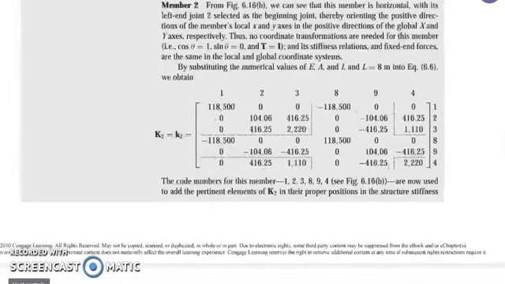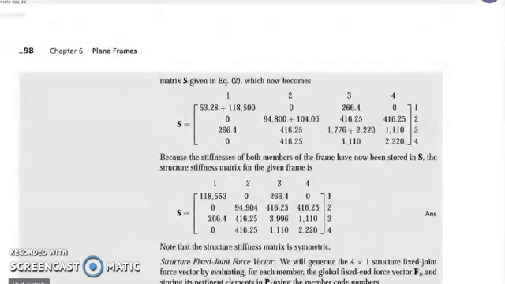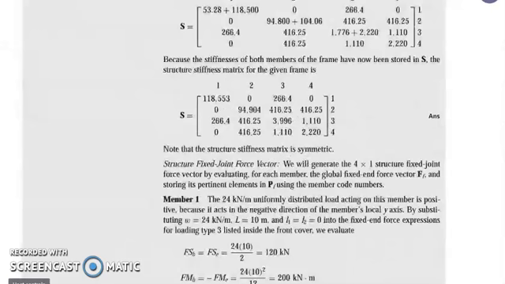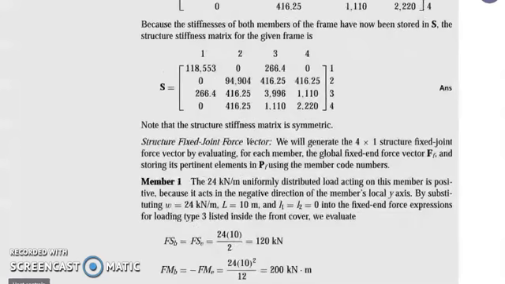Then we can now assemble our S, the structure stiffness coefficients for the whole structure, because we are talking about the structure. So we have to identify the number of degrees of freedom. So basically we have 4.